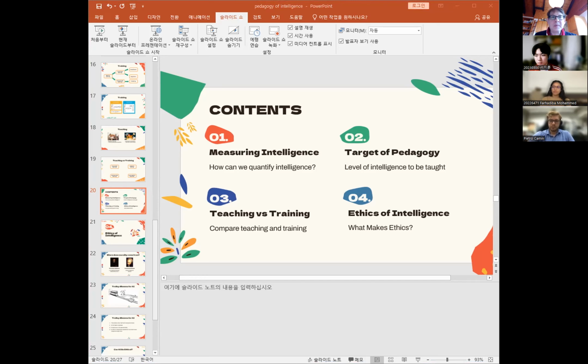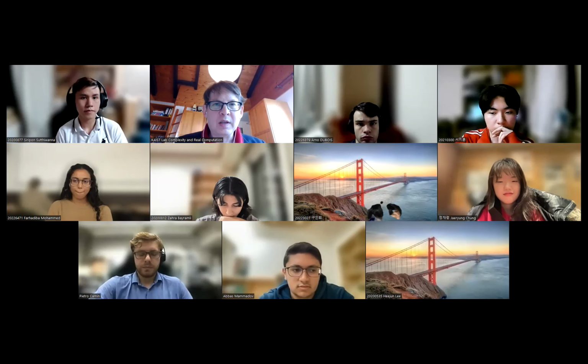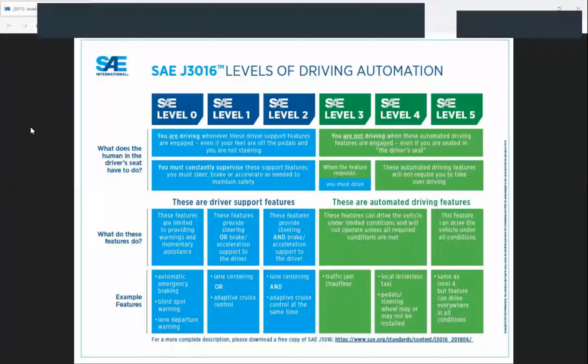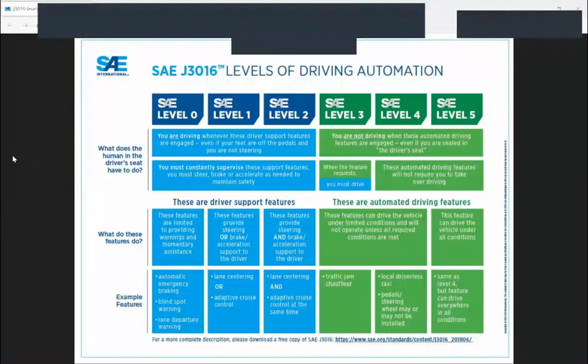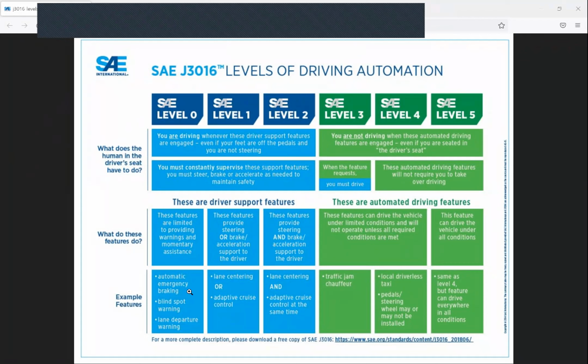Yes, indeed. Let me jump in here and show you 2 ways that have been proposed for measuring artificial intelligence. So the first one here is about levels of driving automation. This has been standardized, and from level 0, which is only in emergency situations like emergency braking, right?